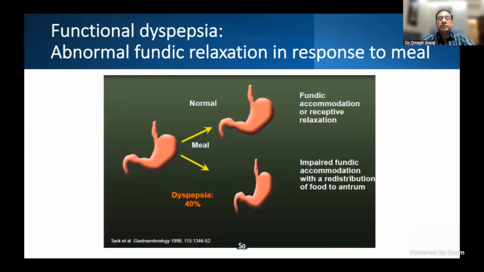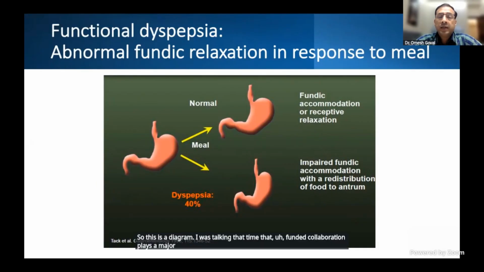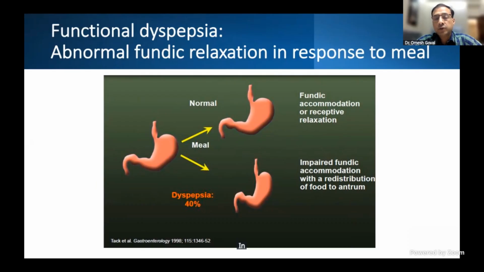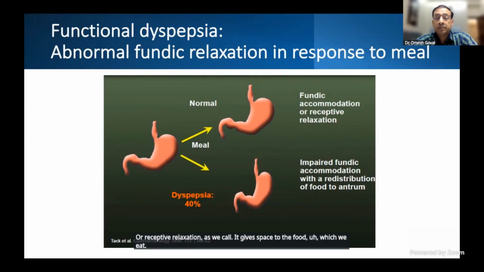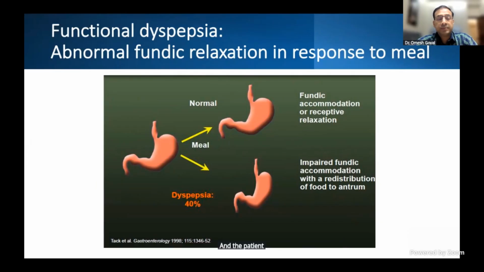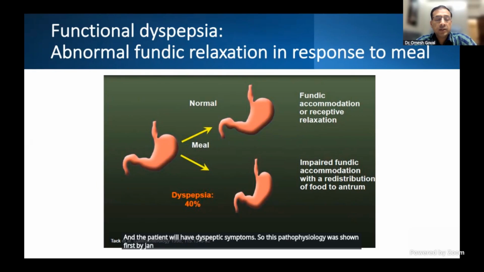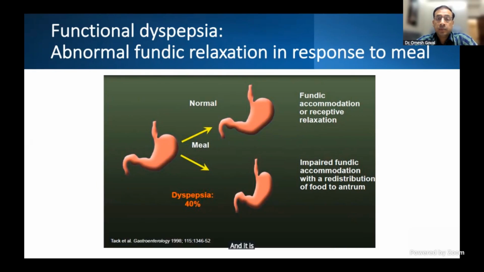So this is a diagram I was talking about at that time, that fundic relaxation plays a major role in the meal-related response to symptoms. If you see in the upper diagram, the fundus accommodation, or receptive relaxation as we call it, gives space to the food which we eat. But when this is impaired, the food is redistributed to the antrum, and the patient will have dyspeptic symptoms. This pathophysiology was shown first by Tack et al. in 1998, and it is very, very important because of therapeutic implications.